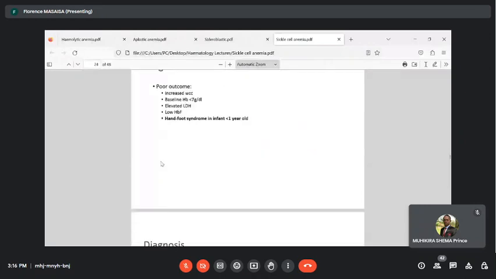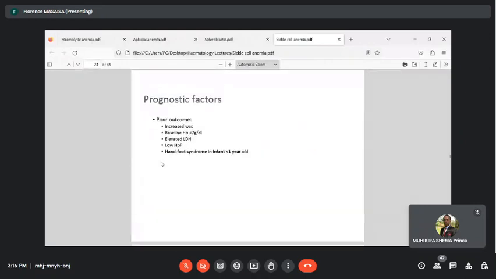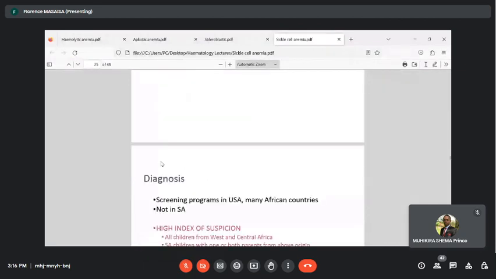Poor prognosis is usually indicated when the patient presents with an increase of white blood cells or a decrease of hemoglobin, elevated LDH, and low fetal hemoglobin, and also hand-foot syndrome when the patient is below 1 year. That is a factor of poor prognosis.